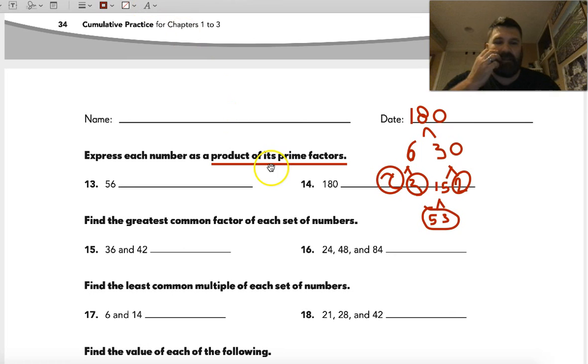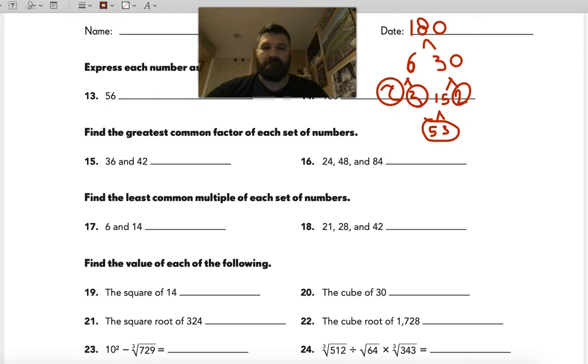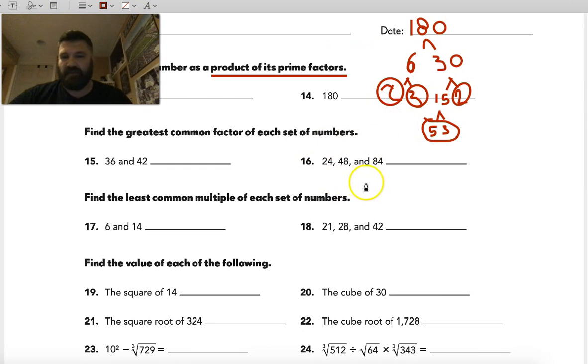Oh well. Just put the like ones together, right? So 2 times 2 times 3 times 3 times 5. So 180 equals those. That's a product of its prime factors. Product is an answer to a multiplication question. So then you should be able to do the same thing for 13. And then greatest common factor. You can also use the prime tree, our factor tree, to find those.